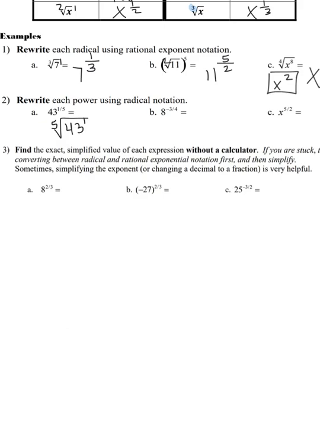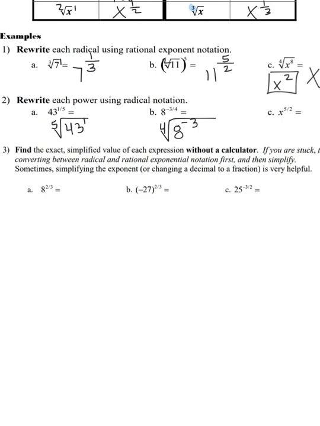Okay, let's look at another one. So in example B, we have 8 to the negative 3/4. So our base number is 8. Let me start with that. And I am going to use the top number of that fraction, the negative 3. That is the exponent on 8. And remember, the radical sign has to have an index of 4 because of the denominator.